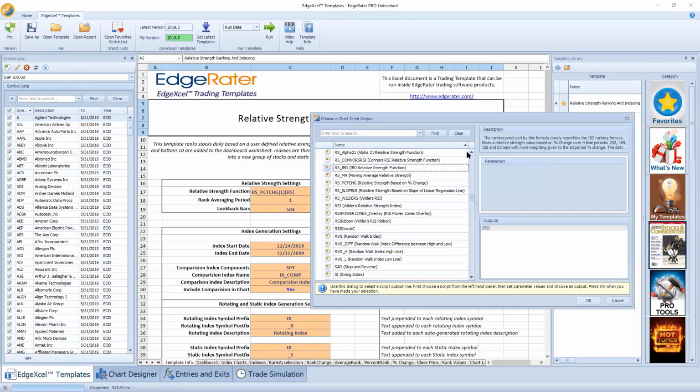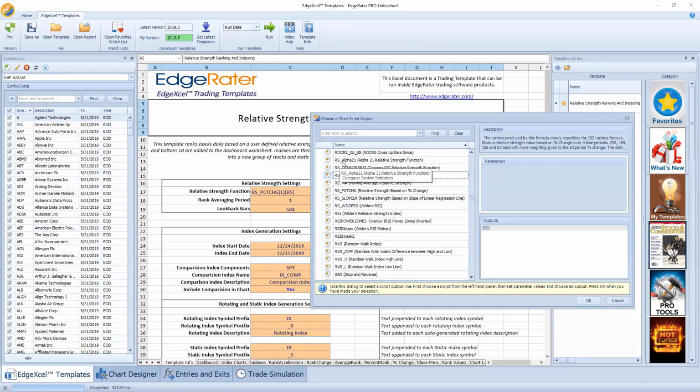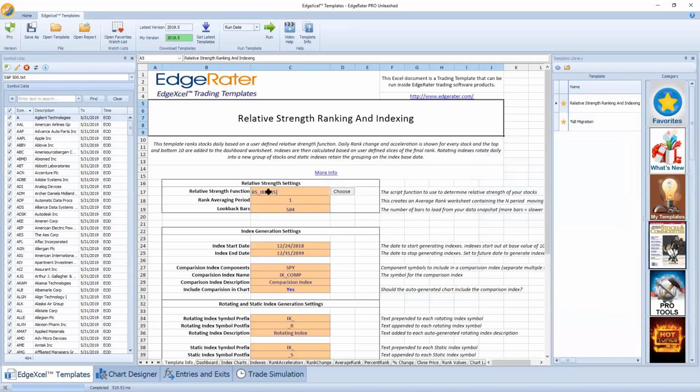All of the relative strength functions that you might want to use within the template, I have prepended RS underscore. So they're grouped together in this list and easy to find. So you've got the ones I talked about. You've got RS underscore alpha 21, Connor's RSI, IBD, moving average, % change, slope of linear regression, and Wilder's RSI. You choose from any of those. But I'm going to use IBD in this case. You can see that it's changed the function I'm going to use over here.